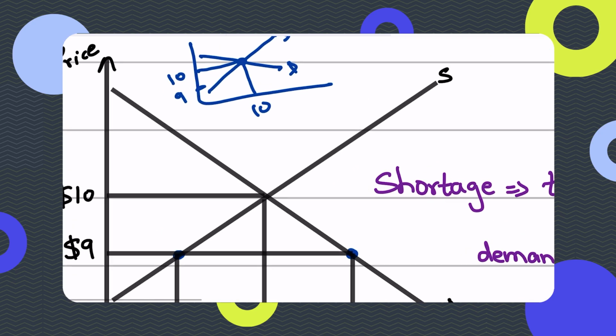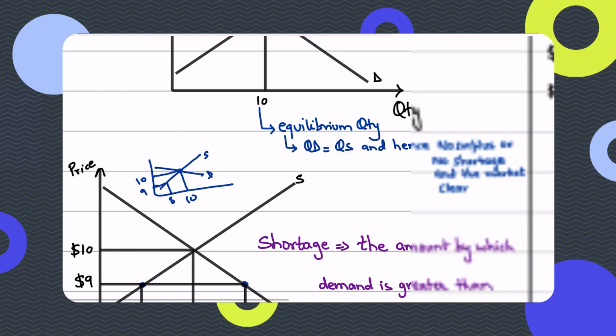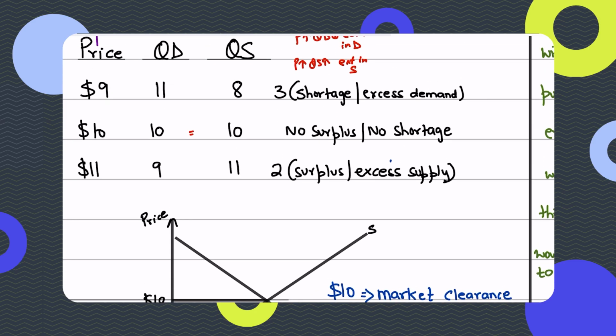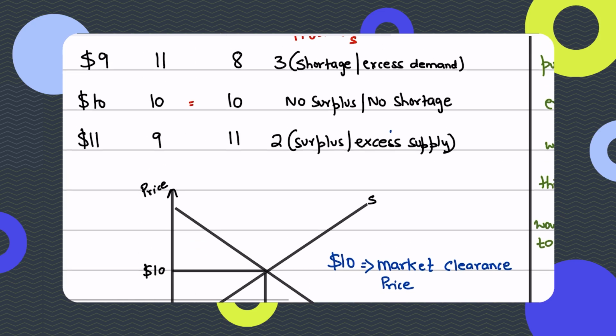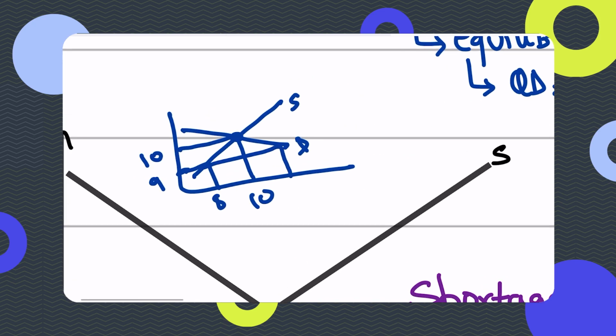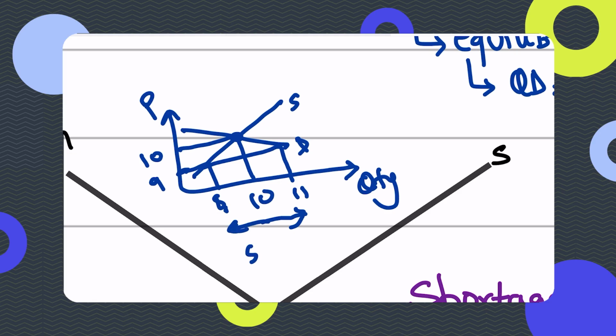At a price of $9, the quantity supplied is 8, while the quantity demanded is 11. These are the same units that I've extracted from the table above. Remember that on the horizontal axis you measure quantity, because it represents the quantity of demand and supply both, since you're drawing a demand and supply diagram, and you have price over here. So this represents a shortage, or you can say excess demand.